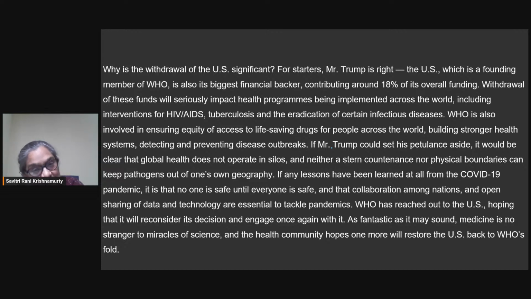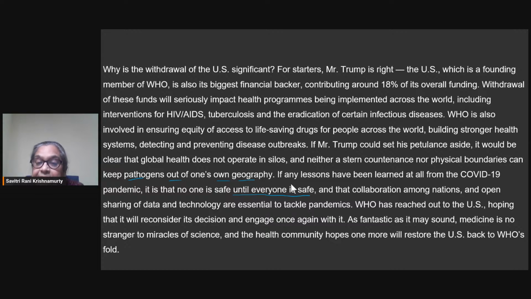Okay, Trump is right in the sense that the US is its greatest contributor, 18% of its overall funding it gets from the US. Withdrawal of these funds will affect WHO's work. If Trump could set his petulance aside, it would be clear that global health does not operate in silos. It's not clearly demarcated brackets that it works in. Neither a stern countenance nor physical boundaries can keep pathogens out of one's geography. If any lessons have been learned at all from the COVID-19 pandemic, it is that no one is safe until everyone is safe. So Trump should realize that we are one world, we are a boundaryless world.